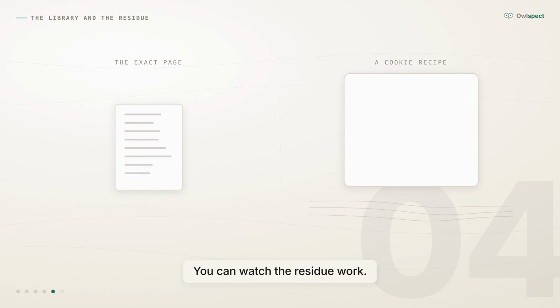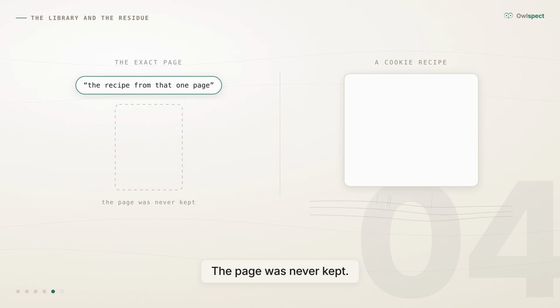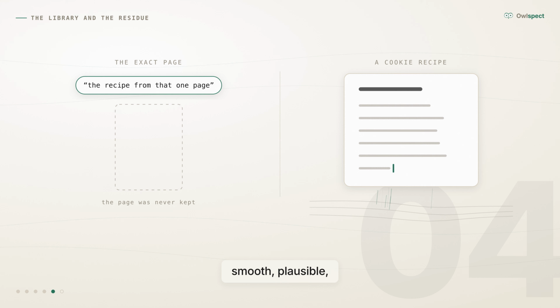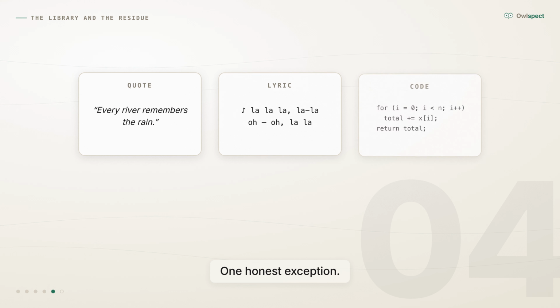You can watch the residue work. Somewhere in its reading were thousands of cookie recipes. Ask for any one of them, the exact recipe from one page, one site, and it's gone. The page was never kept. Ask for a cookie recipe though, and one arrives in seconds, smooth, plausible, and new, built from the habits of all of them. One honest exception.